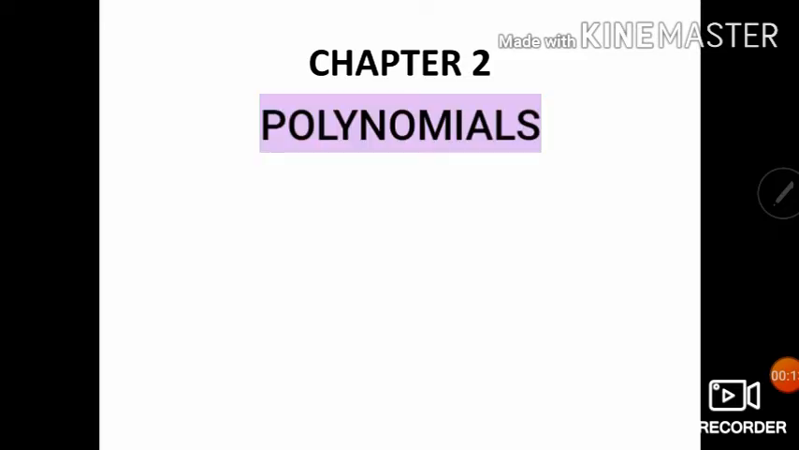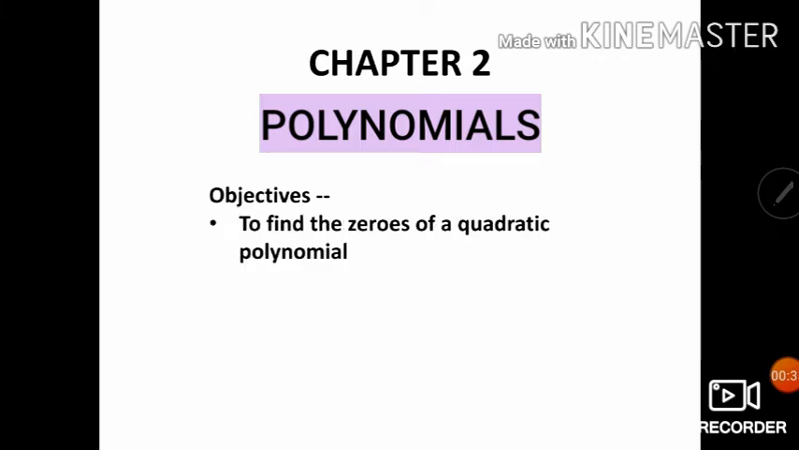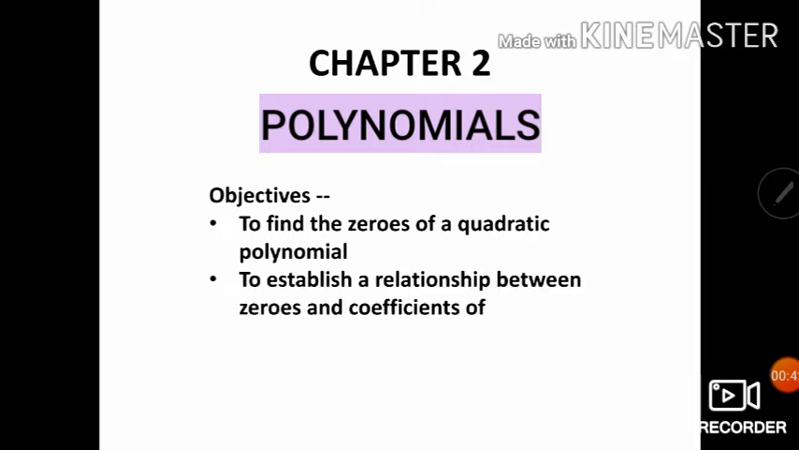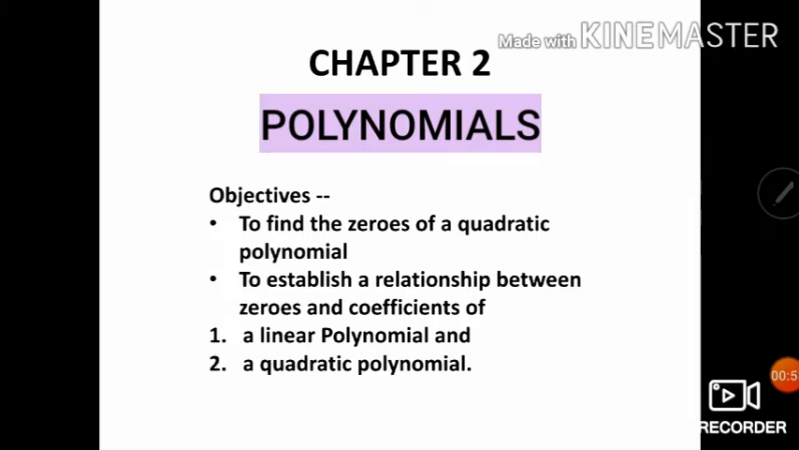In previous video class, we started with polynomials. We learned the basic method of finding the zero of a polynomial and also interpreted the geometrical meaning of zero of a polynomial. In today's lesson, we will find the zeros of a quadratic polynomial and also establish a relationship between the zeros and the coefficients of a linear polynomial and also of a quadratic polynomial.